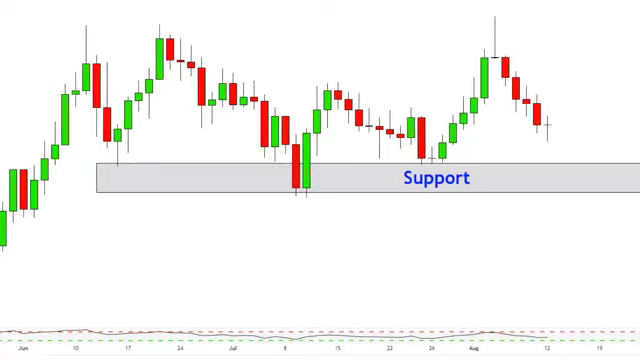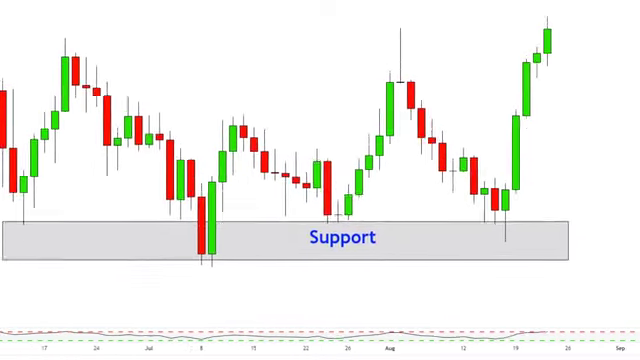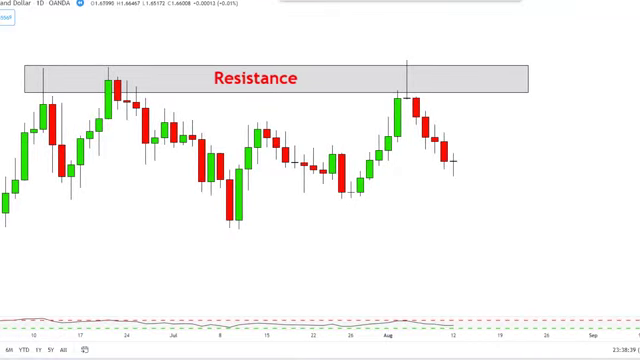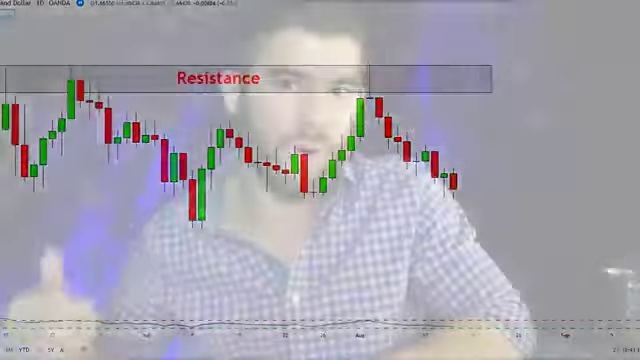Support and resistance are simply areas in the market that price is likely to react from. Support is an area in the market that price is likely to have a bounce up from or be supported by, whereas resistance is an area in the market where the price of an asset or currency pair or crypto or stock is likely to fall or drop down from.